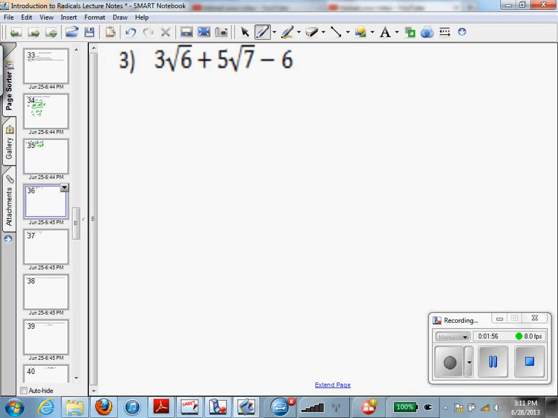share similar terms. Number 3, if you look at that, you see that nothing can be brought together because they all have different terms, so this is already simplified.